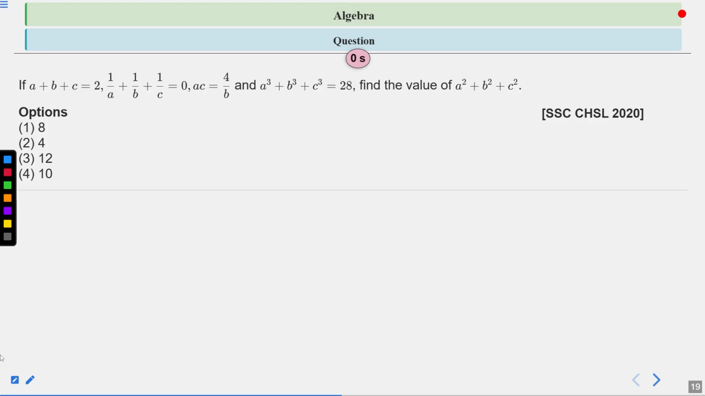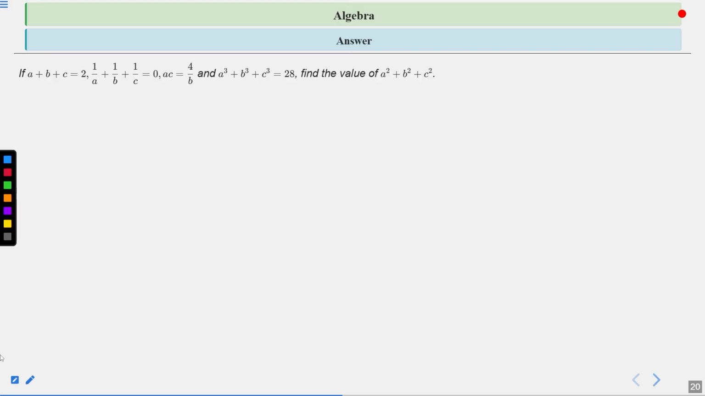Now time's up. Let's see the solution of this question. The question says that if a plus b plus c equals 2, and 1 upon a plus 1 upon b plus 1 upon c is 0, and a into c is 4 by b, and also given that a cube plus b cube plus c cube equals 28, we just need to calculate the value of a square plus b square plus c square. So we use the algebraic identities formula, and we get the answer. The correct answer of this question is second, which is 4.